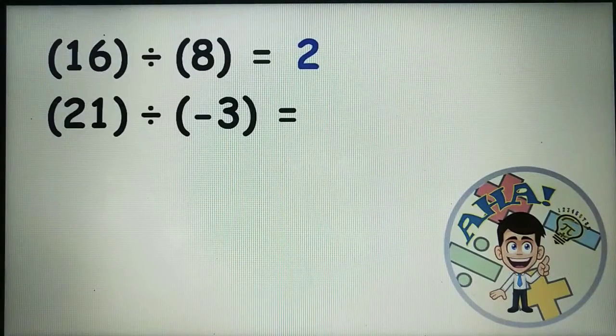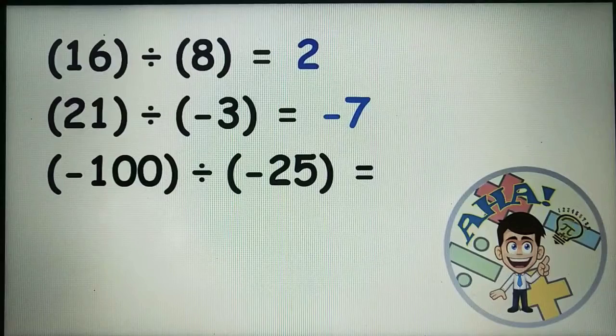How about this? Positive 21 divided by negative 3. What do you think is the quotient? Very good. That is negative 7. As you can see, the two integers being divided have different signs. That is why our quotient is negative.